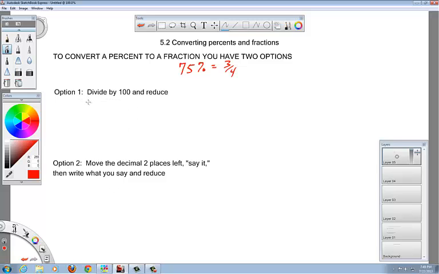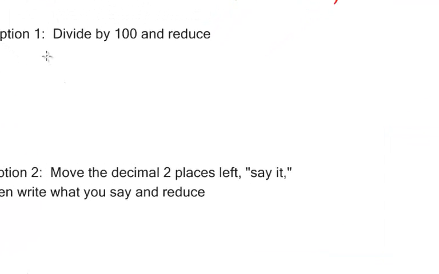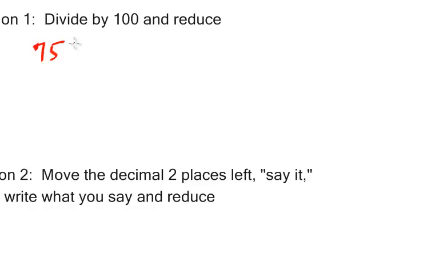Option one, which you want to use most of the time, although you could use either one for any of these. Sometimes there's an advantage to using each one, and I'll show you that in a minute. To use option one, if you had 75%, you would take the number 75 and divide it by 100. Instead of writing the division sign, just put it over 100. That's dividing by 100. And then just reduce. This reduces by 25 to 3/4.